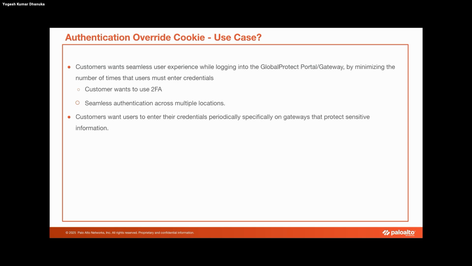So from the user's experience, they authenticated to the portal once, then say they connected to Singapore, and now they need to change to the India gateway. They just switch over, and then they are connected. They're not asked for authentication again. That all happens because of the authentication cookie.